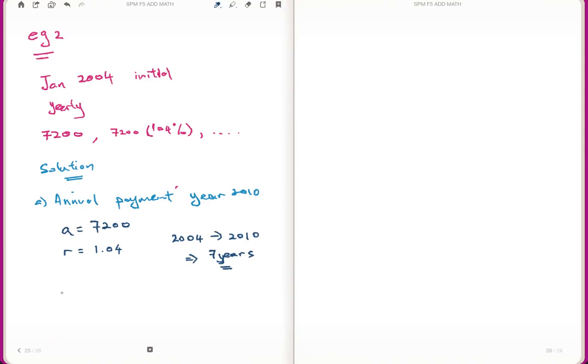So therefore, my Tn would be equal to ar^(n-1). So therefore, T7 would be 7200 times 1.04, 7 minus 1 is 6, power 6. Put in the calculator, that would be 9110.3.